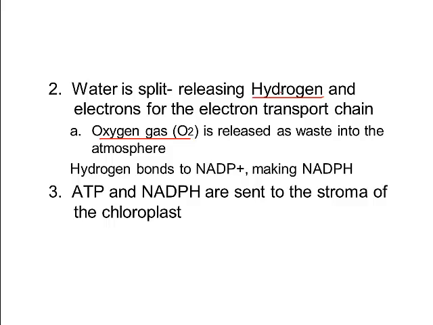But we're going to use the hydrogen and electrons that come from splitting the water, and they're going to carry the energy for us. So the hydrogen is going to bond to the NADP+, making NADPH. Okay, and then the ATP and the NADPH, remember these guys are high energy. So they now are carrying energy for us. They're going to be sent to the stroma of the chloroplast. So they're going to take all that energy that we just absorbed from the sun, and they're going to carry that energy over to the stroma.